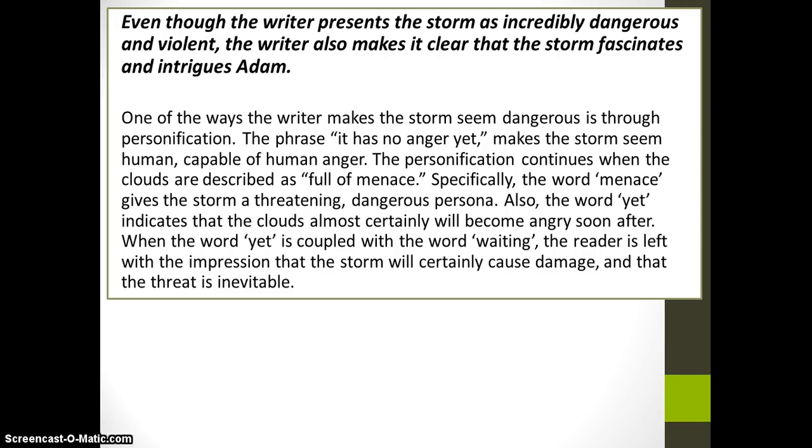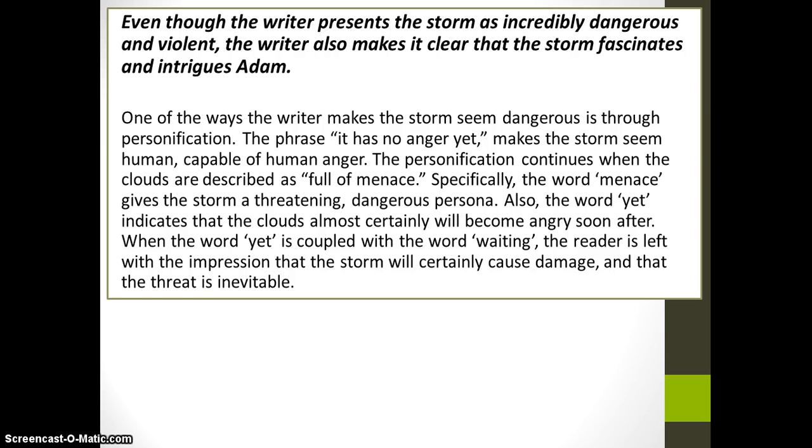I'm going to read you the paragraph and talk you through some of the things I've tried to do. So the bit in bold at the top is my overview, which you'll recognize from earlier. I'm hoping at this point that you might read this and then try and have a go at your own paragraph for your own question. So one of the ways the writer makes the storm seem dangerous is through personification. Notice straight away I'm tackling those images. The phrase, "it has no anger yet," makes the storm seem human, capable of human anger. The personification continues when the clouds are described as full of menace.